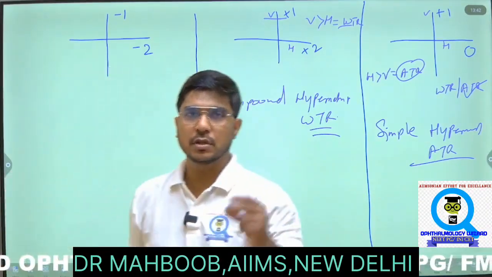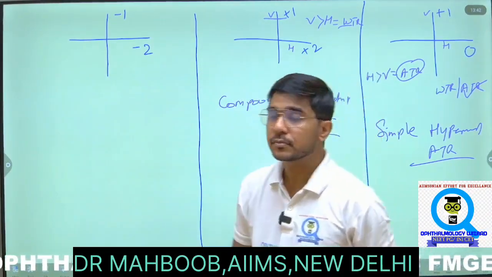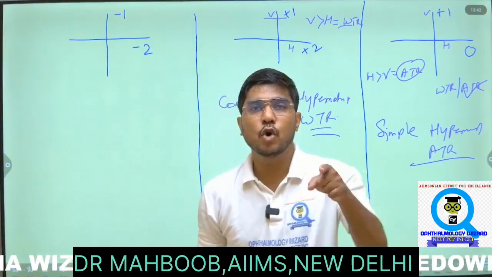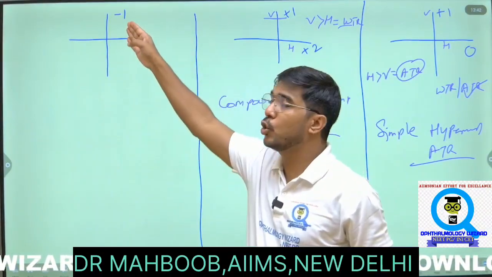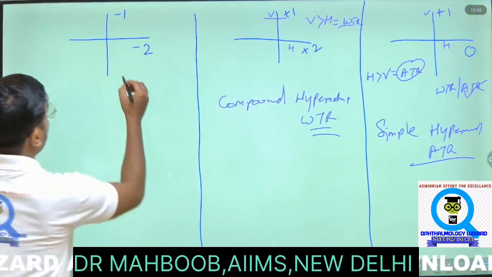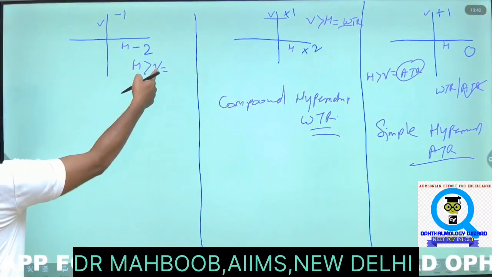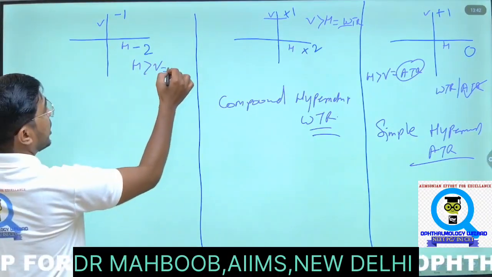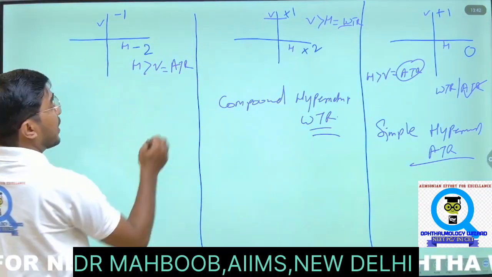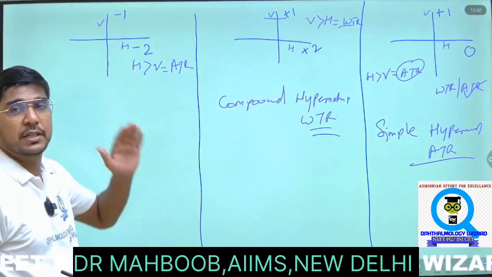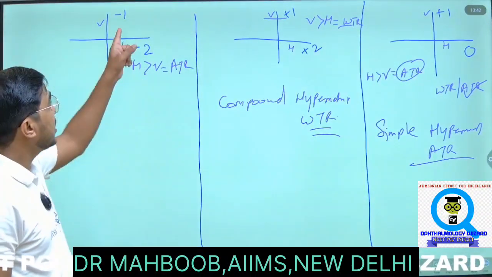Still you are confused. Come to this point. -1 or -2. Which is more towards negative? -2 is more towards negative. Meaning horizontal is more towards negative than the vertical. So it is against the rule astigmatism. Right or wrong? Okay. Even after this, can you see any 0 here?